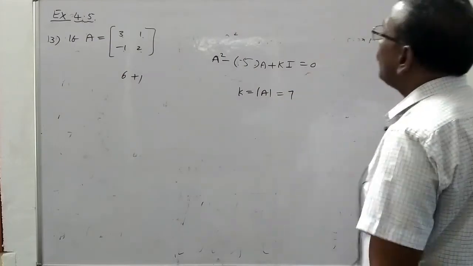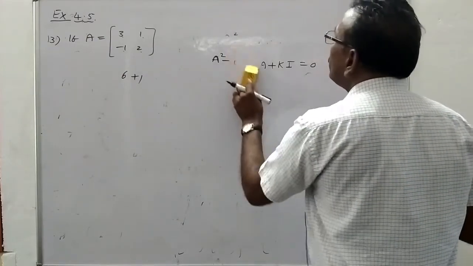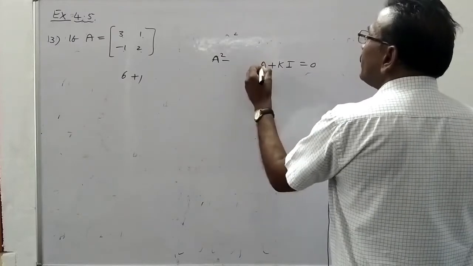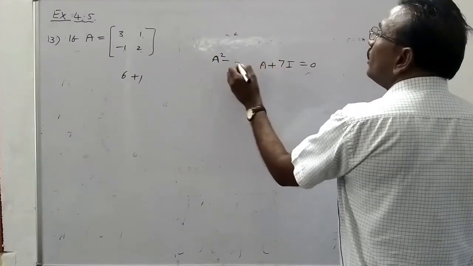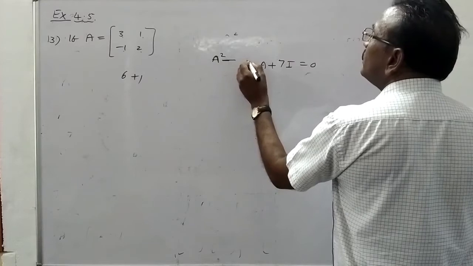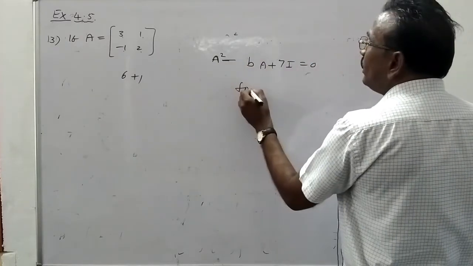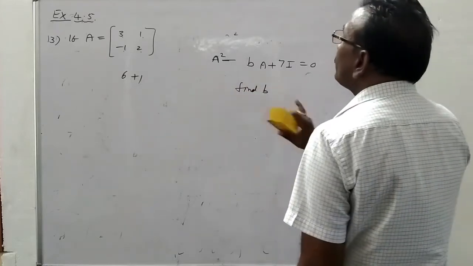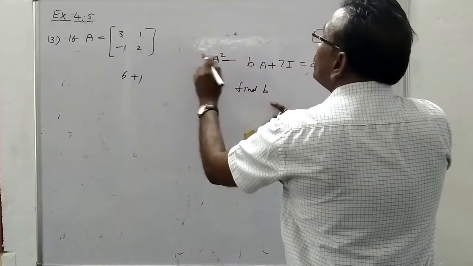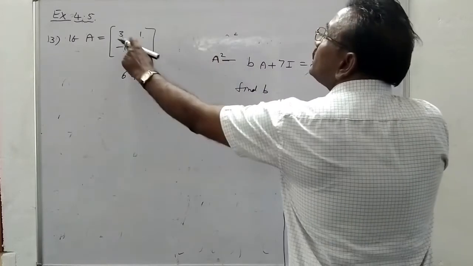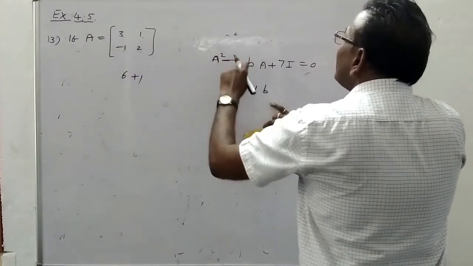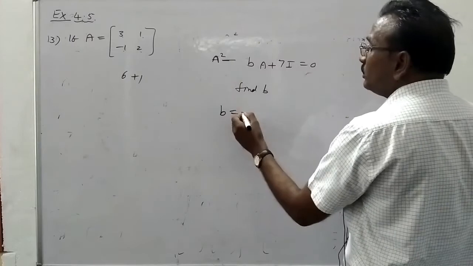Direct answer. Sometimes, this value is A square minus bA small b into 7i equal to 0. So find the b value. What is the b value? Here b is equal to A square minus the sum of the principal diagonal elements into matrix A. Here b is equal to 3 plus 2.